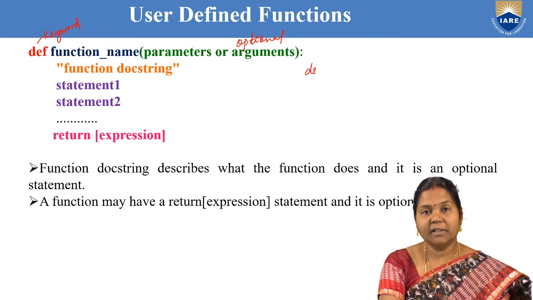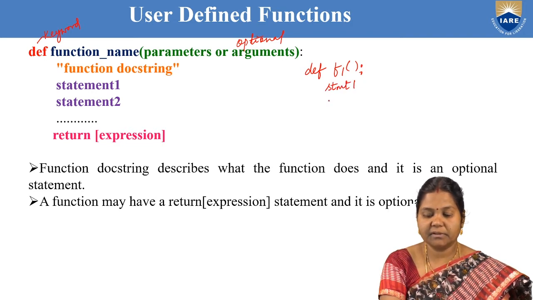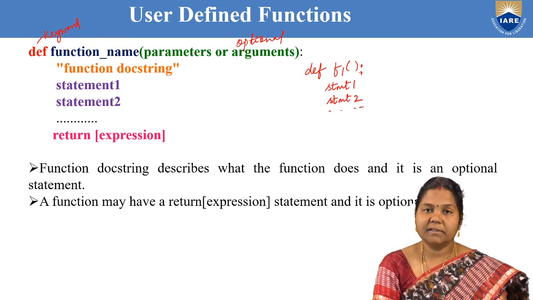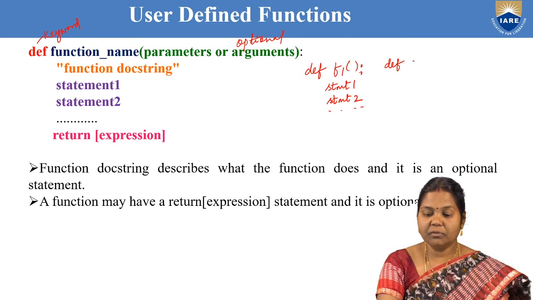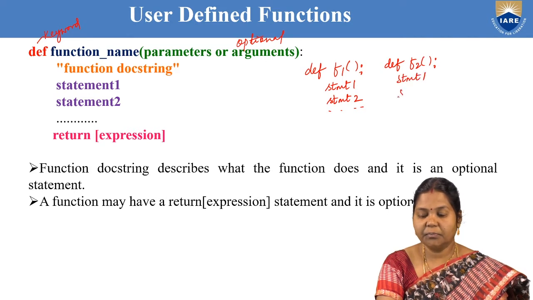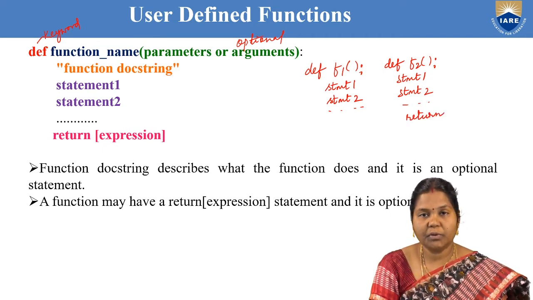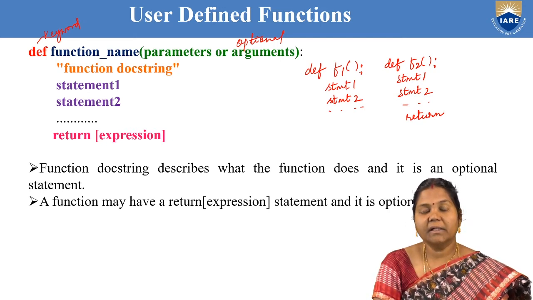The function can be written in three ways. Suppose I am defining a function f1 and it takes no arguments. Then I have written some statements like this. If I do not write any return statement, then automatically after execution of the function, the control goes to the calling function. But if you want to specifically mention it, suppose f2 is another function. After the body of the function, if you want to mention the return statement, you can write a simple return. That means the control will go to the calling function without returning any value.